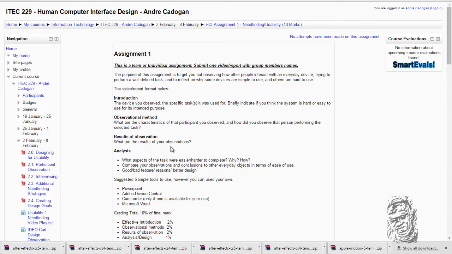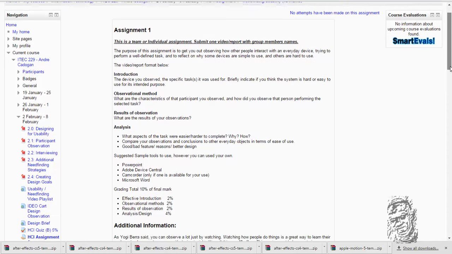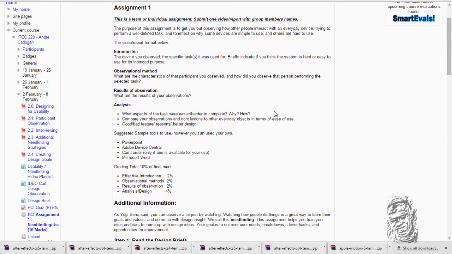And of course you'll have to make reference to ISO standards and reviews that you would probably have gotten from other people, you understand? You don't necessarily have to tape those people. I mean, if you want, you could tape other people using whatever device you decide to use. So this is a breakdown of the analysis here. What is expected of you? What aspect of the tasks is easier or harder to complete? You'll have to answer why and how, and compare observations and conclusions to everyday objects. So you have to make reference to other objects. Good and bad features and reasons.